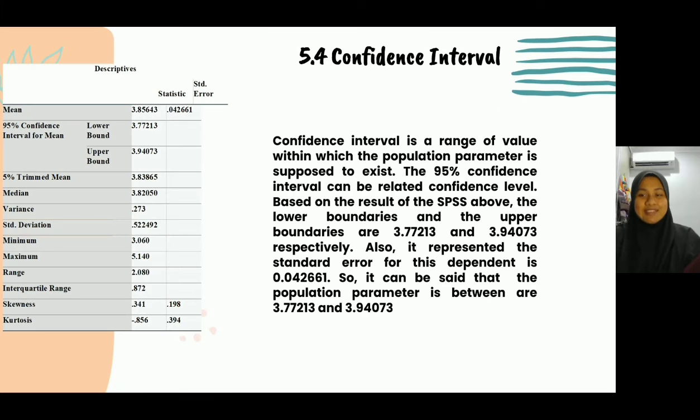Thank you. For the next part, I explain about the confidence interval. A confidence interval is a range of values within which the population parameter is supposed to exist. The 95% confidence interval relates to the confidence level. Based on the SPSS result above, the lower and upper boundaries are 3.77213 and 3.94073 respectively. Also, it represents the standard error, which is 0.042661. So it can be said that the population parameter is between 3.77213 and 3.94073.